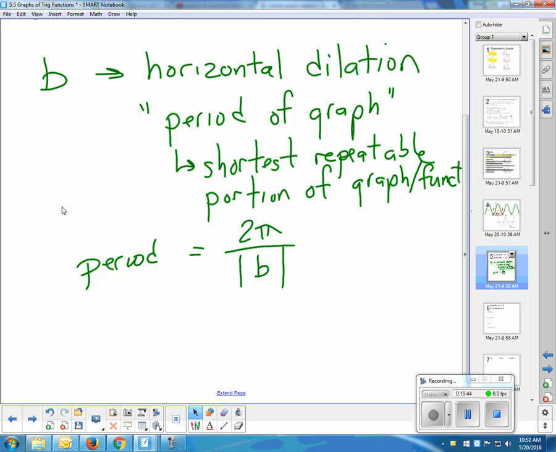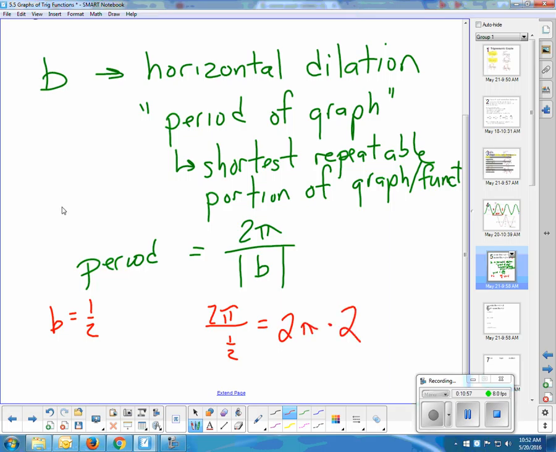So if b was equal to 1/2, I would have 2 pi over 1/2, which is equivalent to 2 pi times 2, which would cause the stretch that we would want the value of b to cause. So there's a quick explanation of what these values do and how they work in that particular case.